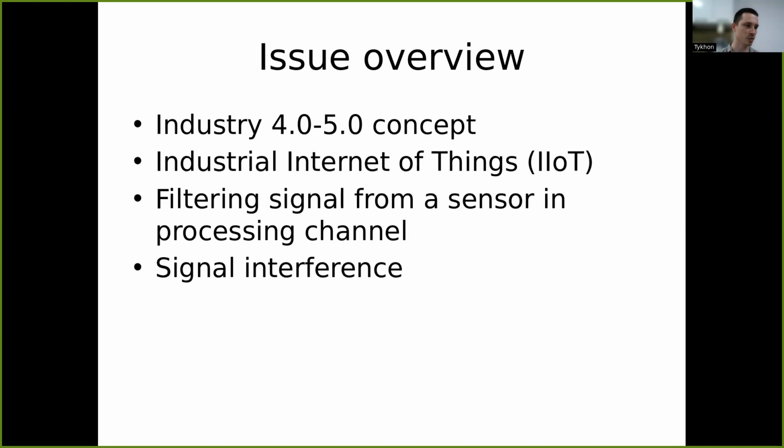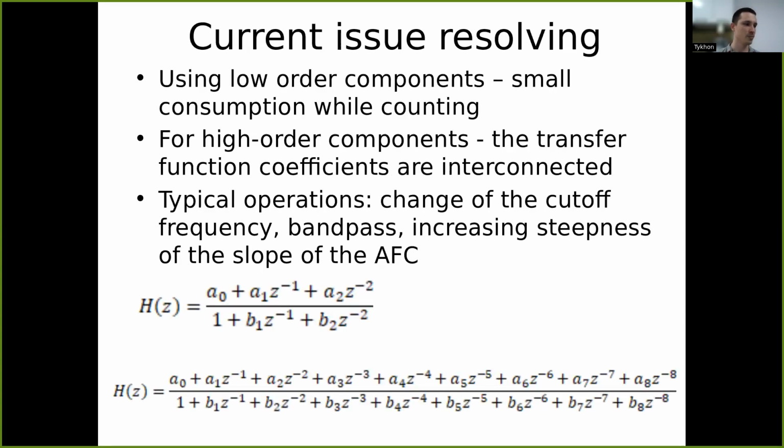The digital channel for sensor signal processing in mobile autonomous systems includes various filters. Basically, it's created on low-order filters. This is due to the low cost of calculating the transfer function coefficients and the number of coefficients, the ease of setting or rebuilding the filters, and moderate power consumption and processing time.